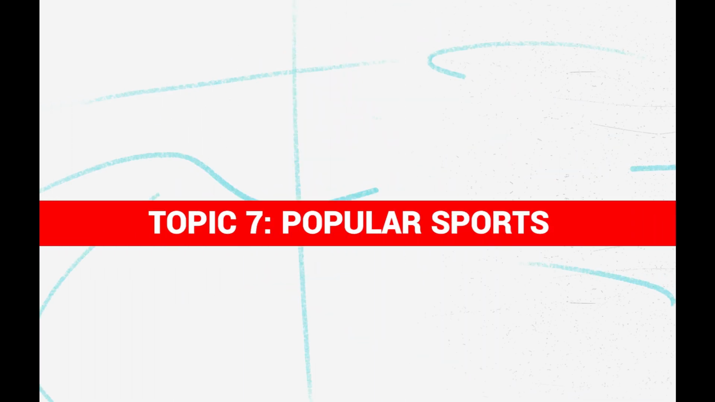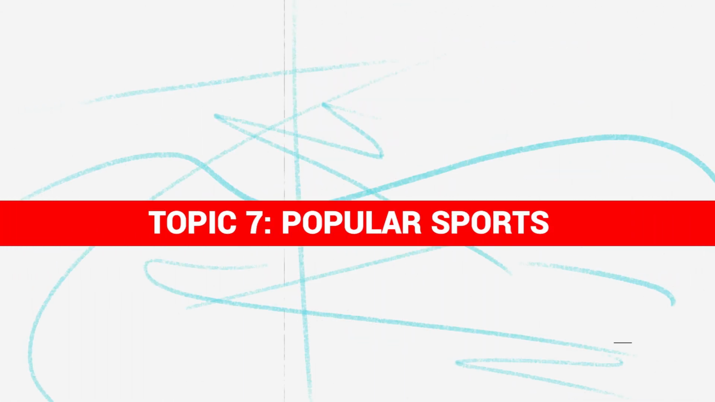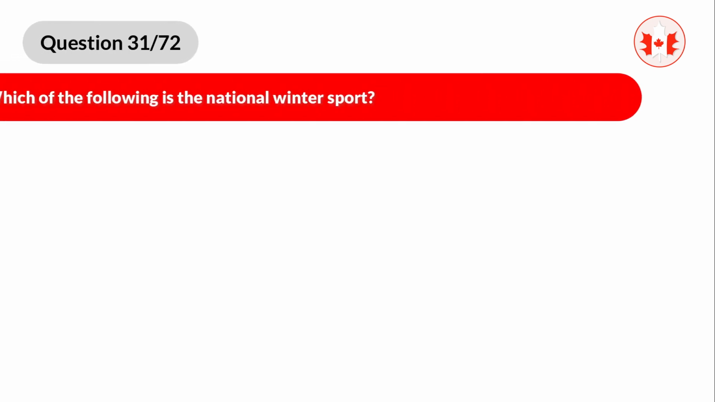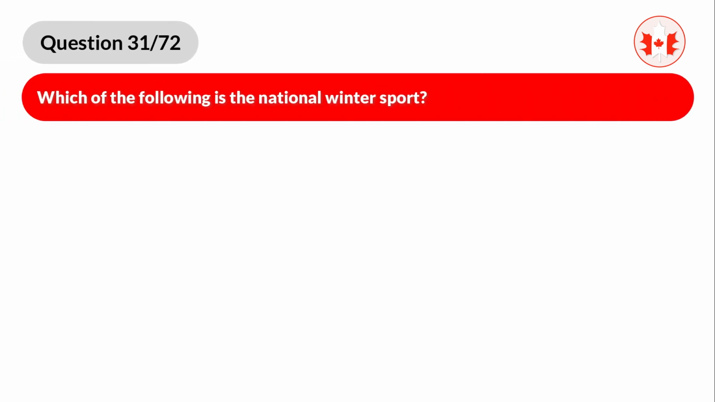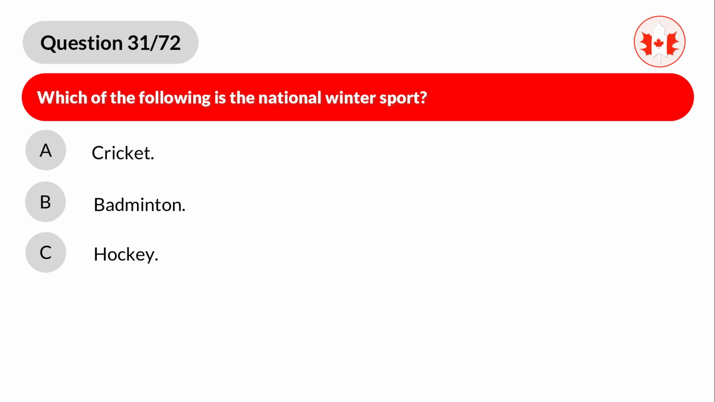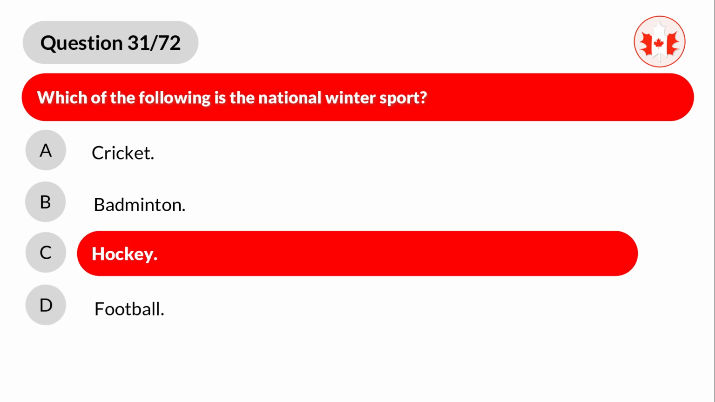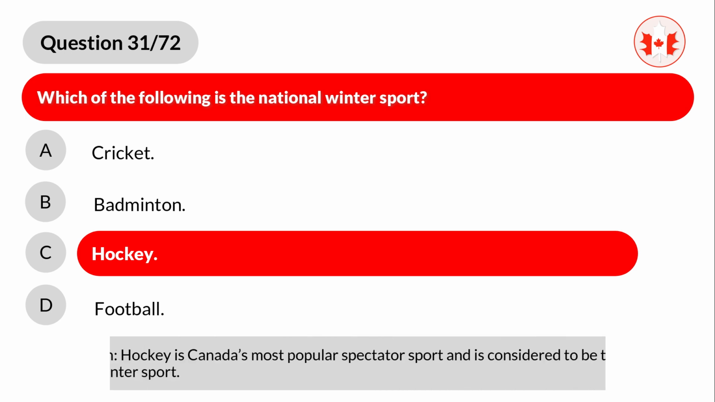Popular sports. Question 31. Which of the following is the national winter sport? A. Cricket. B. Badminton. C. Hockey. D. Football. The correct answer is C. Hockey. Explanation: hockey is Canada's most popular spectator sport and is considered to be the national winter sport.